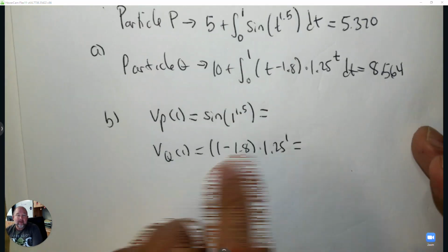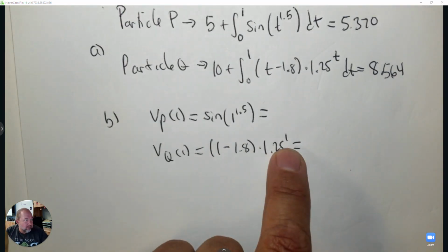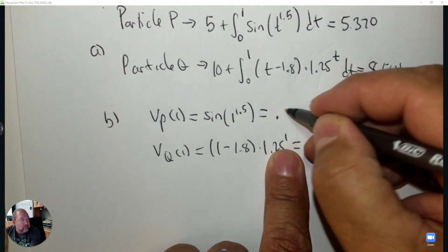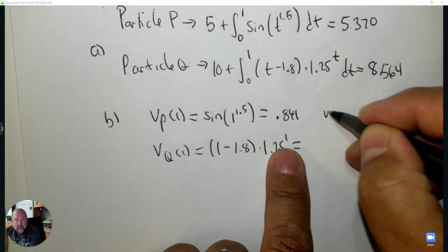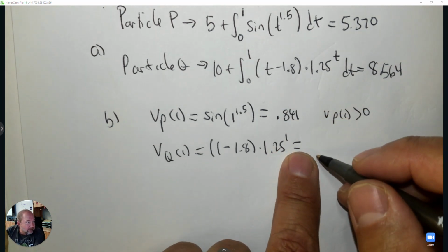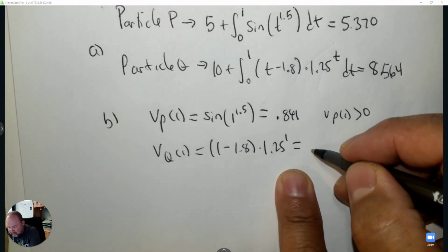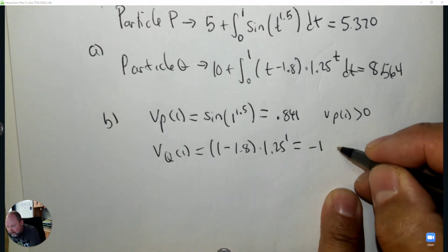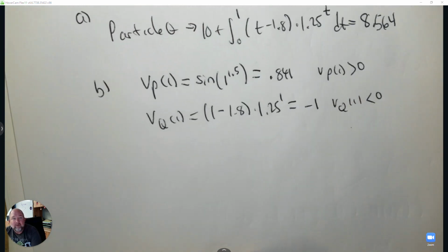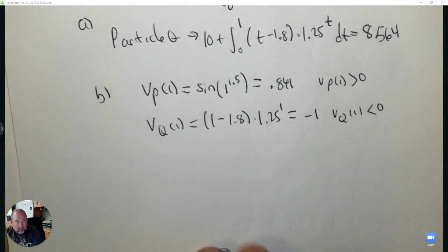And I'm interested to know if the answer is positive or negative for the velocity for both, because that's going to give me the direction at 1. So for the first one, the answer is positive. So it's good to know that this at 1 is greater than 0. For the second one, the answer is negative. So the velocity of Q at 1 is less than 0. So what does that tell you about the direction of what if they're going towards each other?